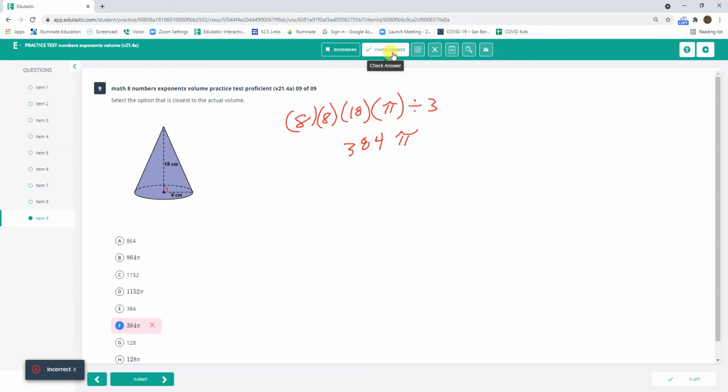Ooh. 8 times 8 times 18. Boom. Divided by 3 is 384. It should be 384 pi. I wonder what I have for the right answer. I have this? No. This? No. This? This?